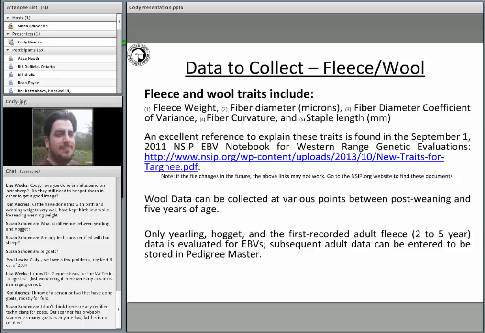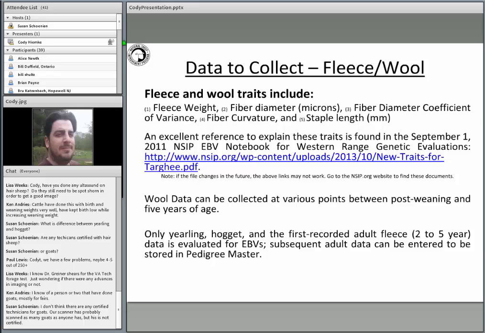So if you record a yearling and a hogget, what you're doing there is breaking up two contemporary groups because they're a similar age, depending on the age ranges that you're shearing. And then if you take a 2-year-old, 3-year-old, and 4-year-old fleece, it's only that 2-year-old fleece data that is going to work into the calculation of the EBV. If you skip the 2-year-old and do a 4 and 5, then it'll use the 4-year-old fleece weight.